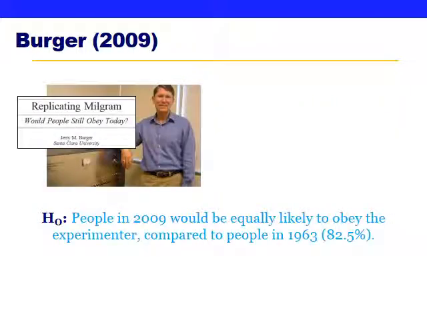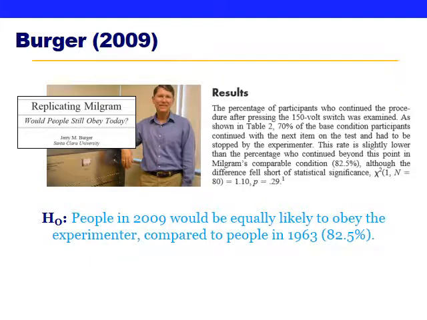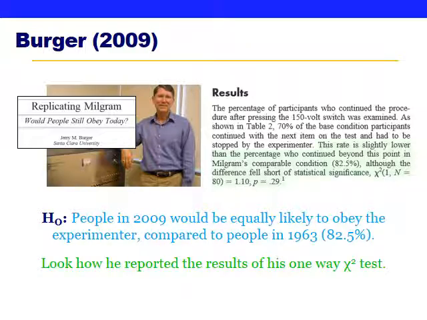There is a picture of Jerry Berger and a screenshot of the title of his 2009 paper, Replicating Milgram, Would People Still Obey Today? Here's how Berger wrote up his results. Now, our data did not exactly recreate his data, but our findings are similar. Notice how the way he wrote up his results in this published scientific paper is very similar to what we've been doing in class all along, right?